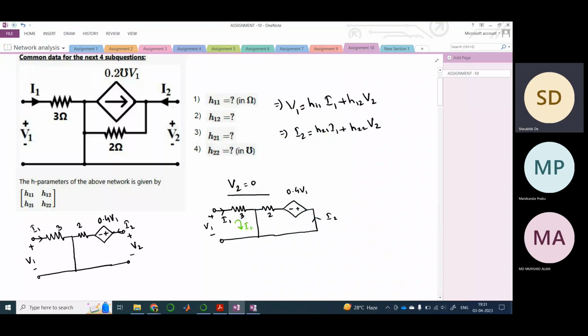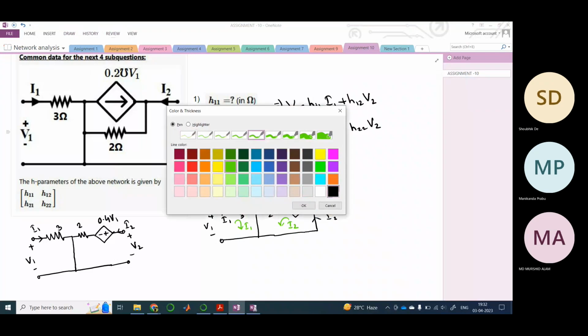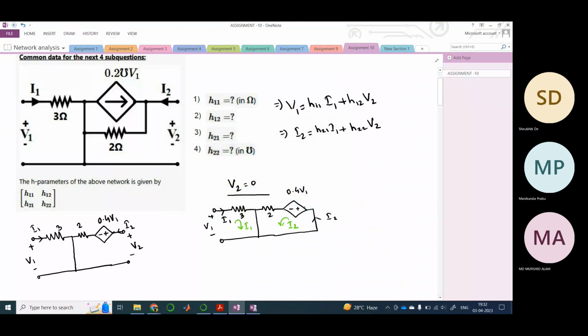So through this path there would be I2, I1, and through this path there would be I2, right? So through this path I1 would be only flowing, and through this path I2 would be only flowing, because this is a short circuit path, right? If there was a resistance here, then a sum of I1 and I2 would have been flowing. You know this, right?